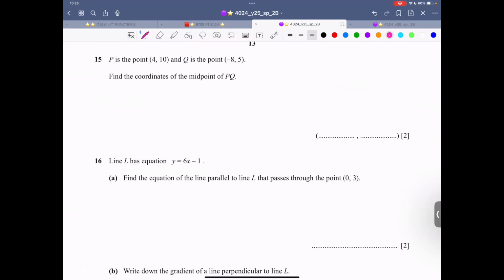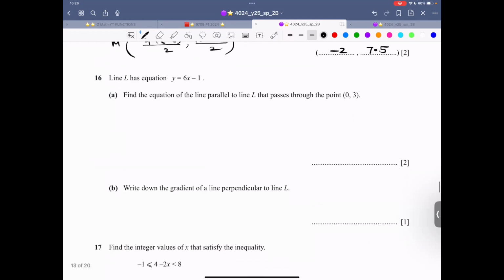P is the point (4, 10) and Q is the point (-8, 5). Find the coordinates of the midpoint. P is (4, 10), Q is (-8, 5). Midpoint, let's call it M. So M is the average: (4 plus negative 8) divided by 2, (10 plus 5) divided by 2. That is minus 4 over 2, which is minus 2, and 15 over 2, that is 7.5.